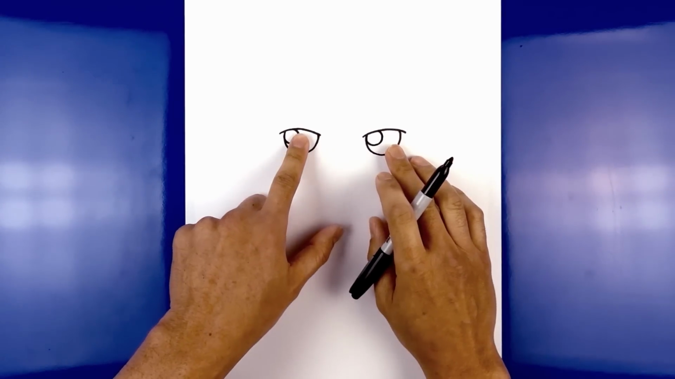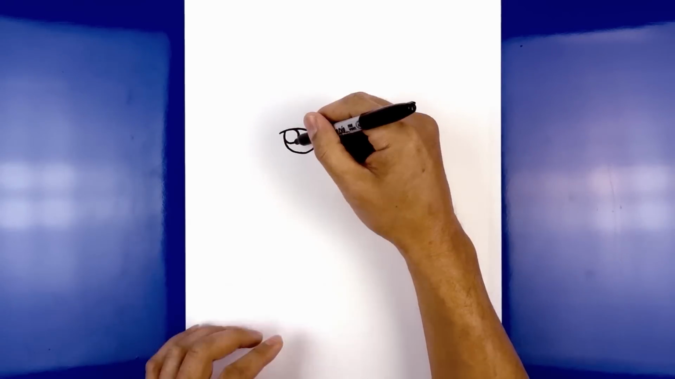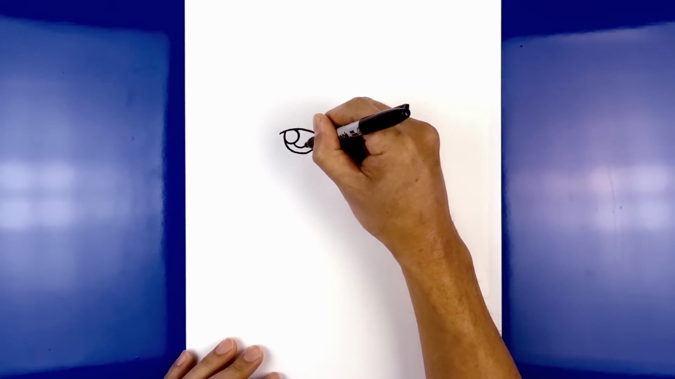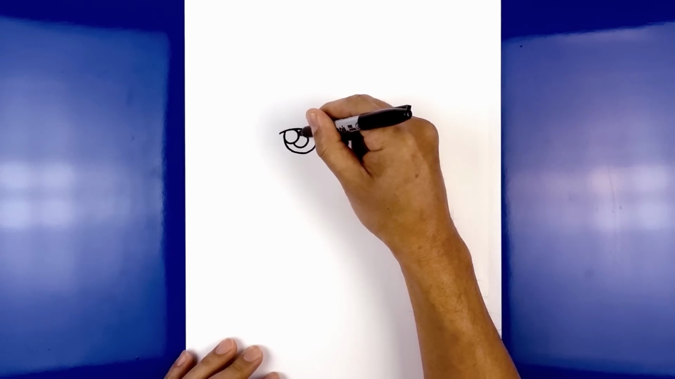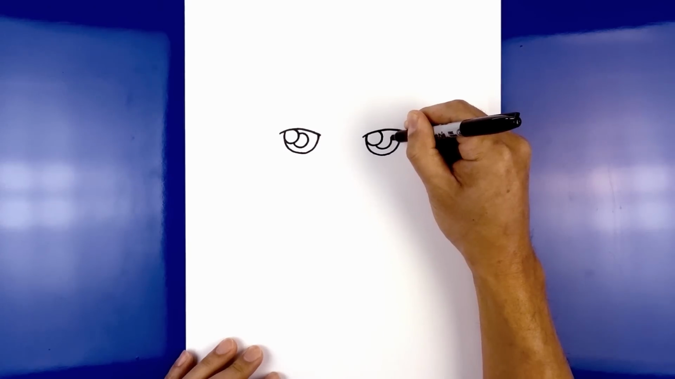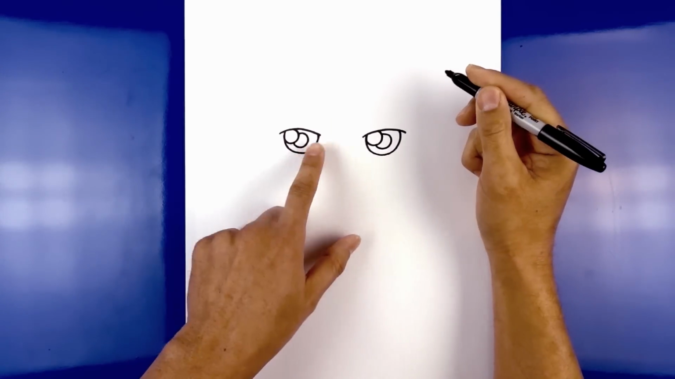And then in the center of each eye, we're going to draw a small circle for the pupil. We're going to tuck this in underneath the highlight. So let's start at the bottom of the highlight here, circle around, and then back out towards the side. Do the same thing on the right. Now we're going to fill the pupils in black.